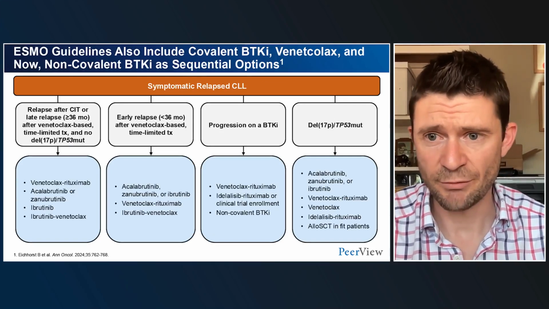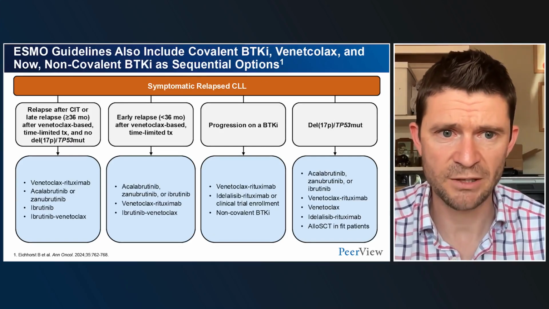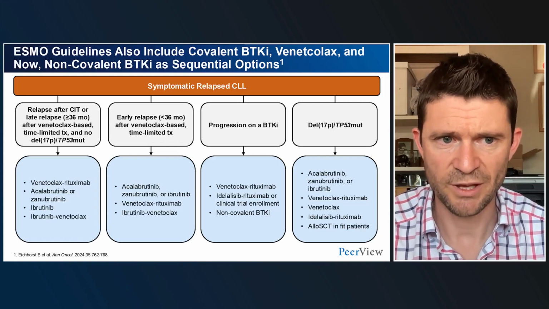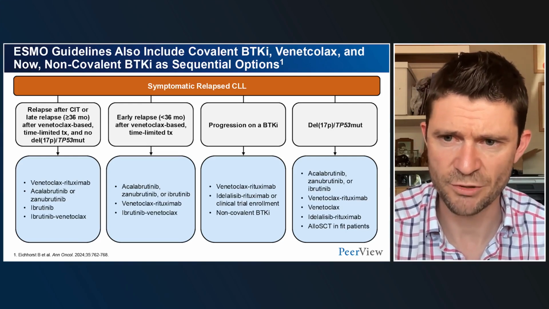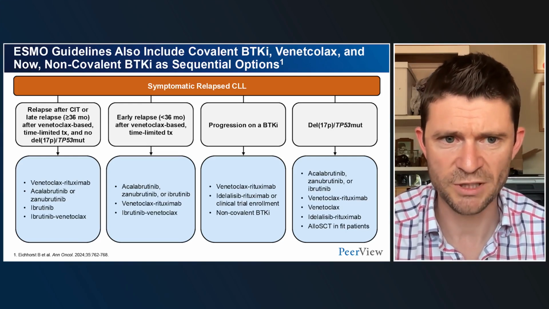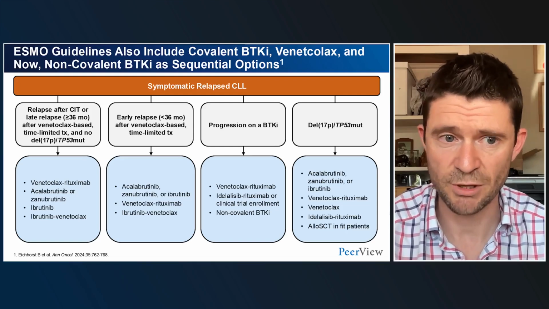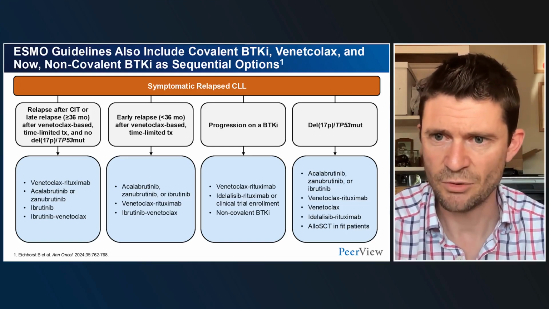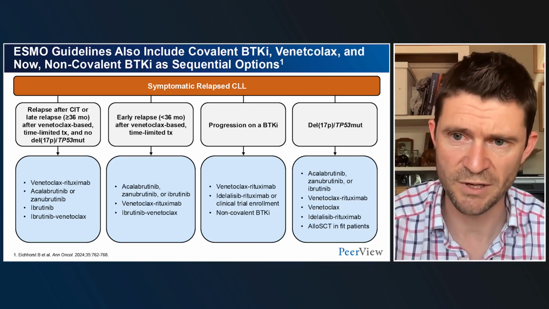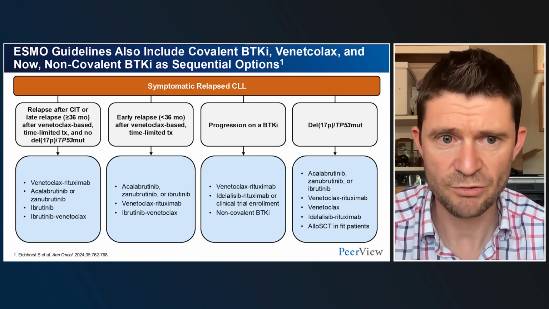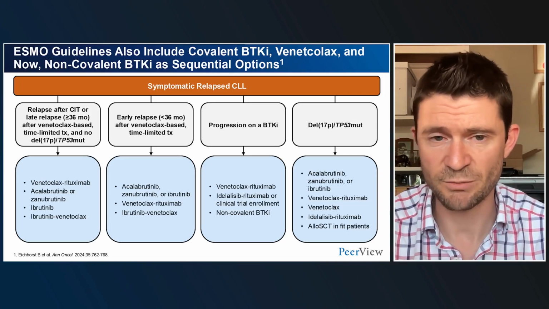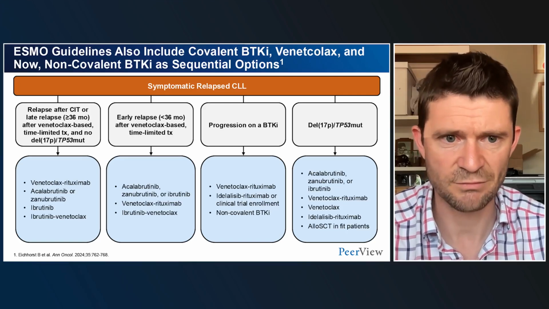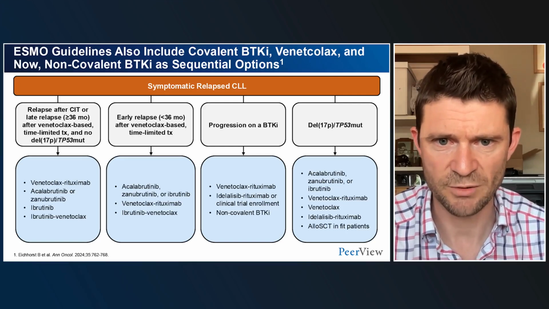The ESMO guidelines in the relapsed refractory setting make note of the possibility of venetoclax-based retreatment. Now, the thresholds here are somewhat arbitrary in terms of recommendation, but broadly speaking, venetoclax-based retreatment seems to be a viable option in patients who relapse greater than or equal to 3 years after initial or previous venetoclax-based treatment. Those who relapse earlier than that could be treated with venetoclax therapy, but there's really a relative paucity of data, as we'll discuss later, regarding venetoclax-based retreatment.